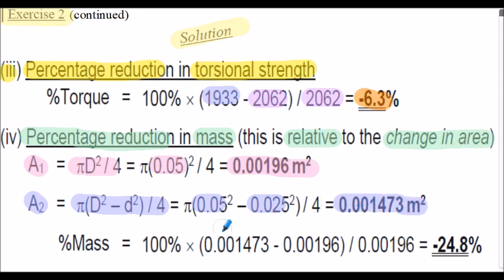So to calculate the percentage change in weight or mass, it's the cross-sectional area of the hollow section minus the cross-sectional area of the solid section, all divided by the area of the solid section. And that evaluates to a reduction in mass of 24.8%. So we can now see in this particular instance, by boring out the centre of the shaft, we reduce the torque that can be transmitted by approximately 6%, but we reduce the mass or the weight of the shaft by approximately 25%.